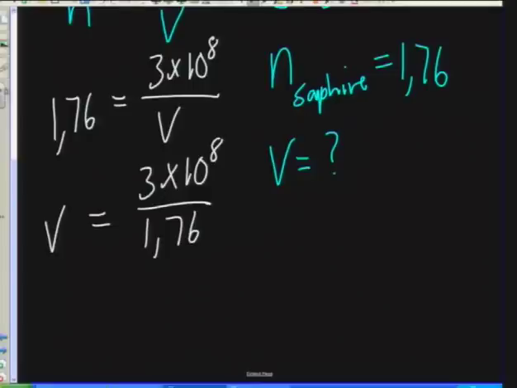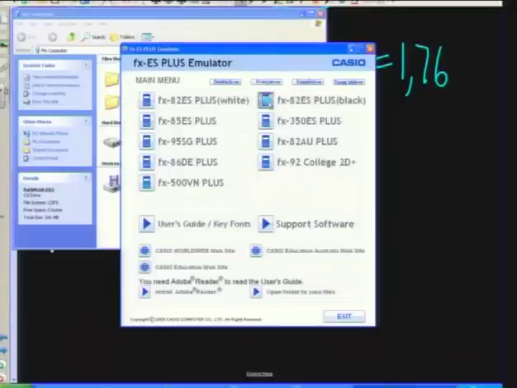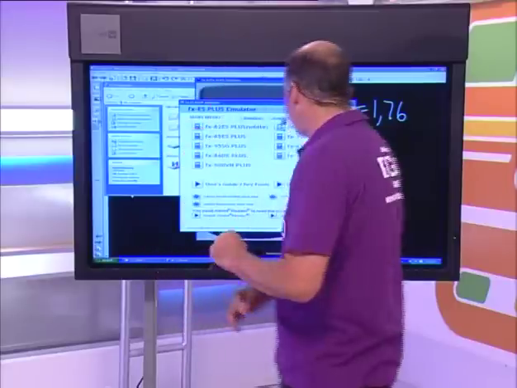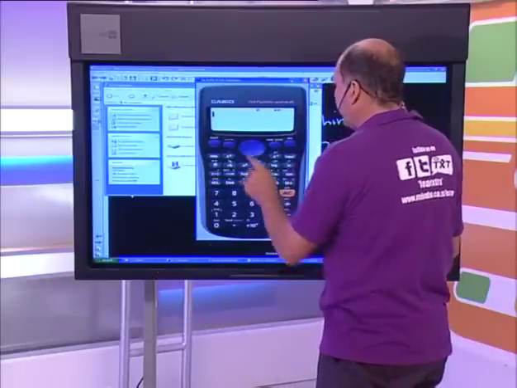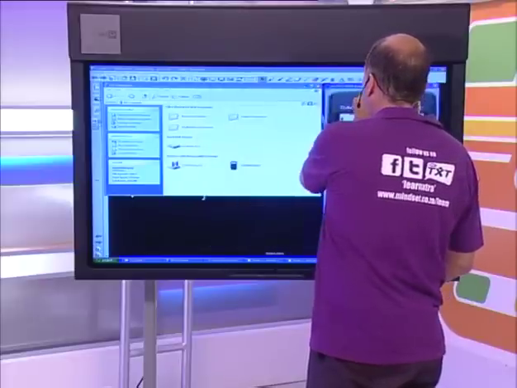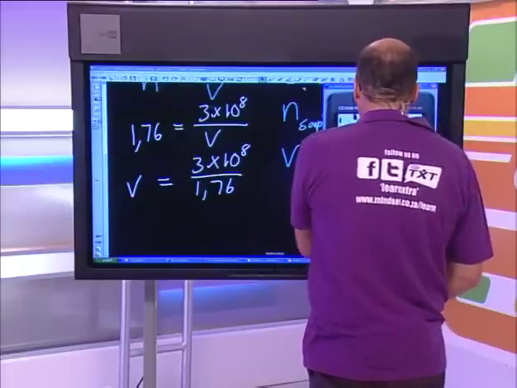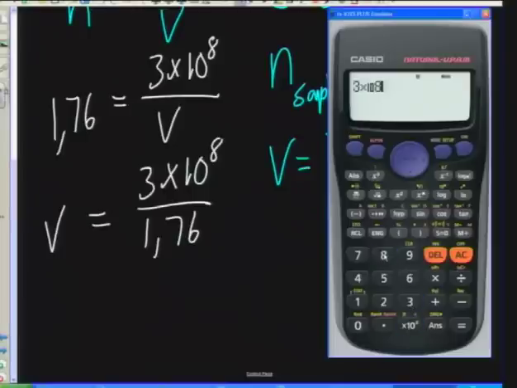I'm going to need a calculator to do that, and my calculator has disappeared, so let me quickly get it up. It's just going to take a second. There's my calculator. We just simply plug the values into the calculator, and we'll make sure that we get the right answer. 3 exponent 8 divided by 1.76 equals, and that's a really big number, but I must write it in scientific notation.